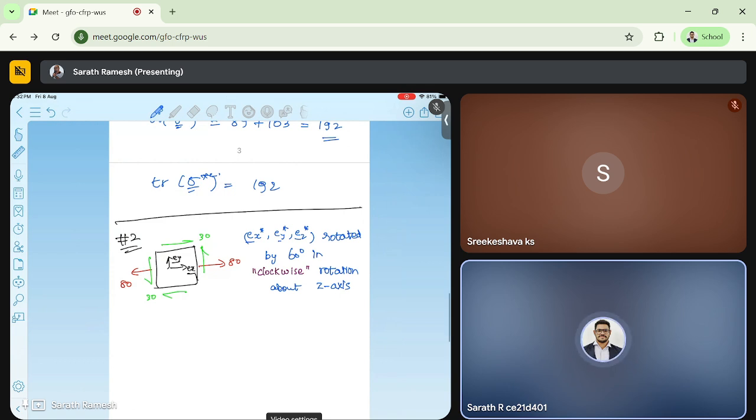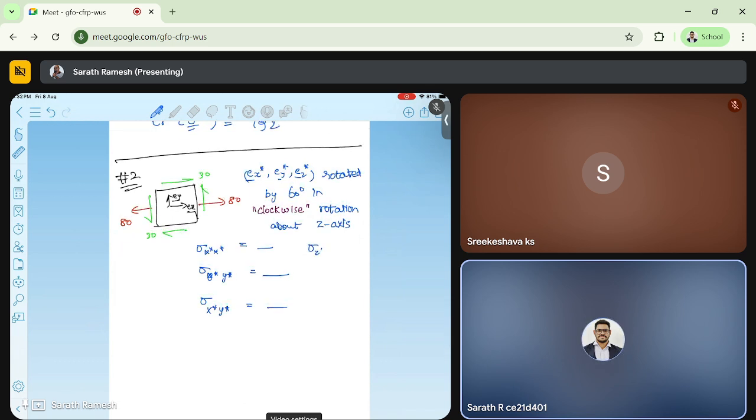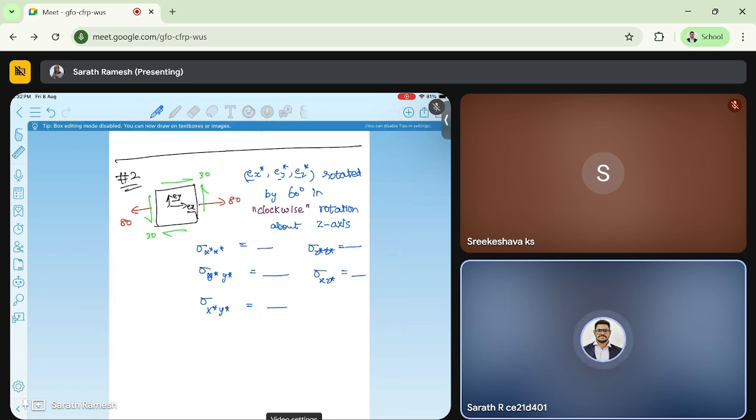Now we need to find what will be the stress tensor components in the new basis. That is sigma x star, sigma y star. The question is sigma x star equal to what? Sigma y star equal to what? Sigma x star y star equal to what? Similarly, sigma z star equal to what? And sigma x z star equal to what? So there are five subdivisions in the question, right?